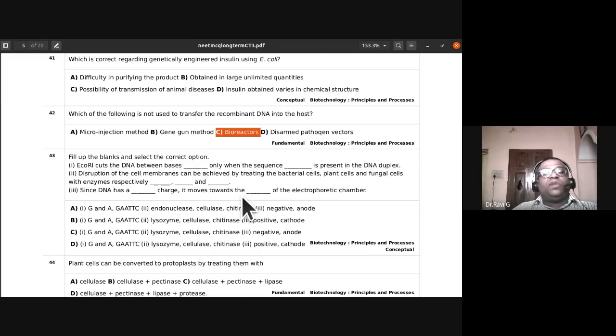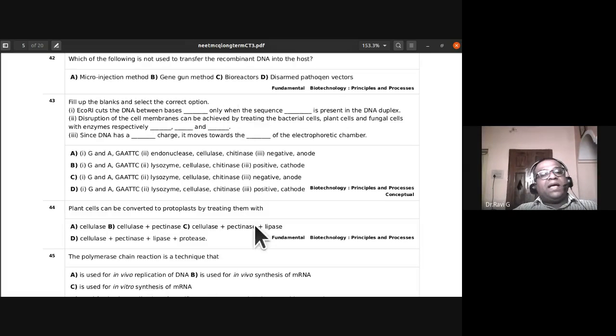Okay, so 43rd question. Fill up the blanks and select the correct option. EcoRI cuts the DNA between bases G and A only when the sequence is GAATTC. Only see GAATTC is present in the DNA duplex.